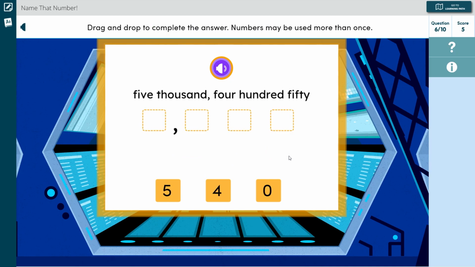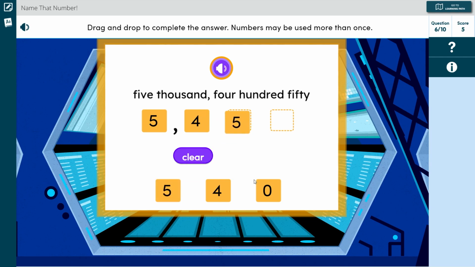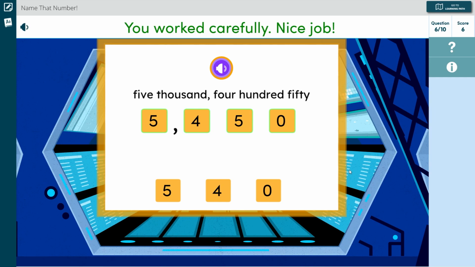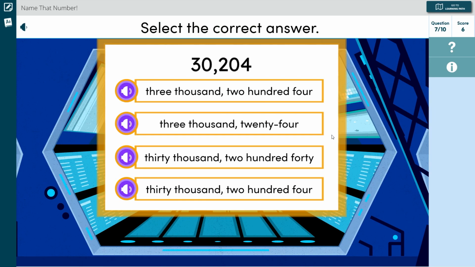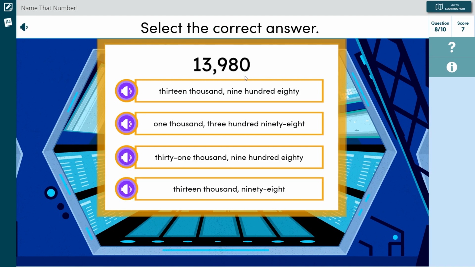How is 5,450 written in standard form? 5,450. You worked carefully. Nice job. Select the correct answer. What is the word form of the number shown? 30,204. You did it.